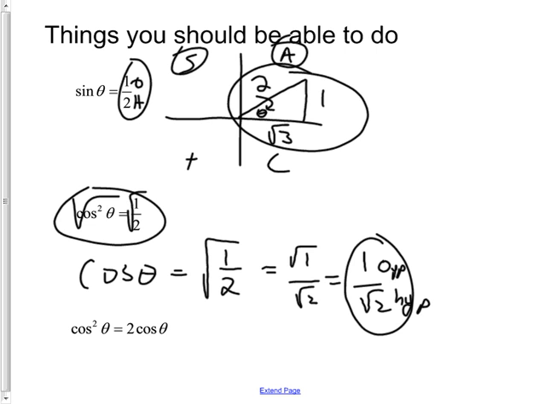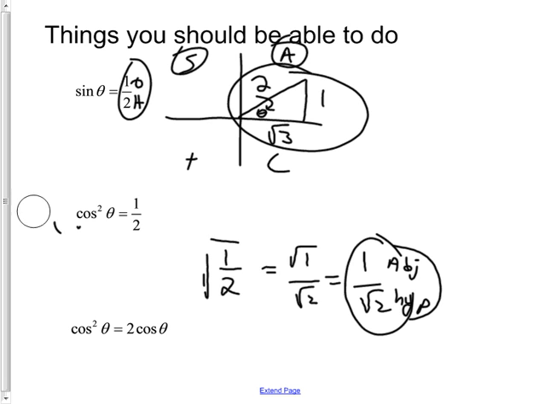Some people have trouble with this. What's bigger, 1 or the square root of 2? Oh, sorry, that would be not opposite, adjacent. Sorry. Okay. So what's bigger, square root of 2 or 1? Square root of 2, and that makes sense, doesn't it? The hypotenuse is supposed to be bigger than the adjacent side. Okay. All right, next thing.